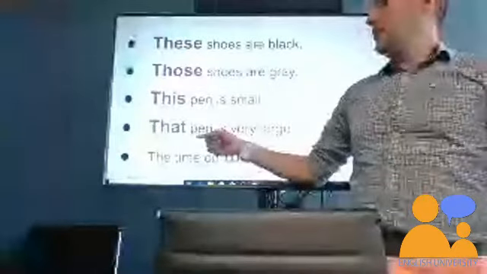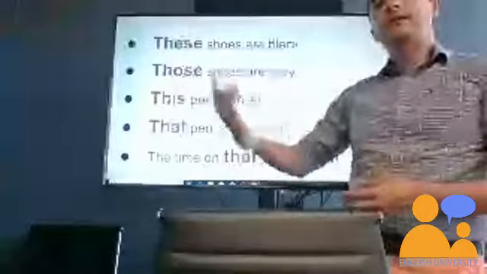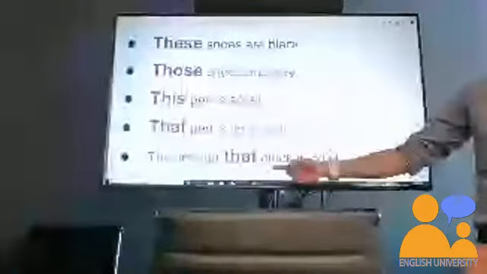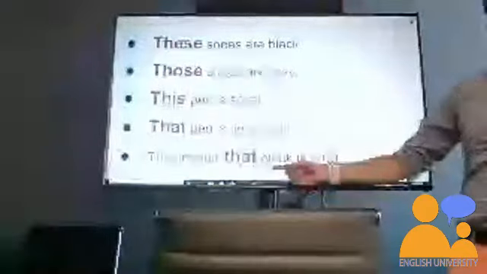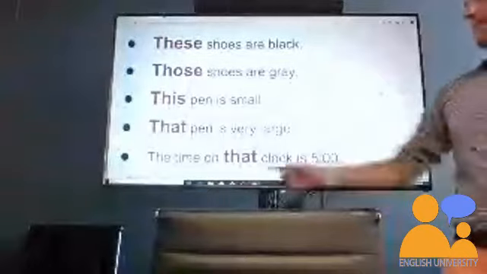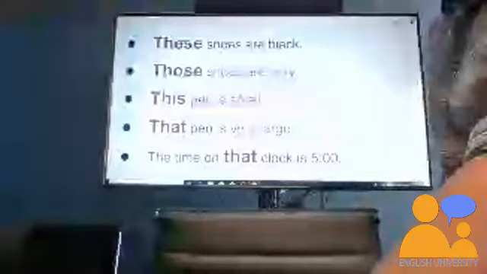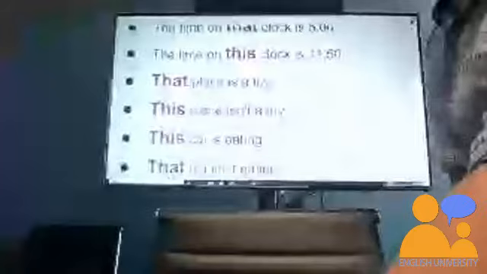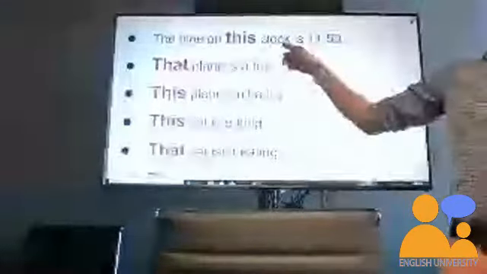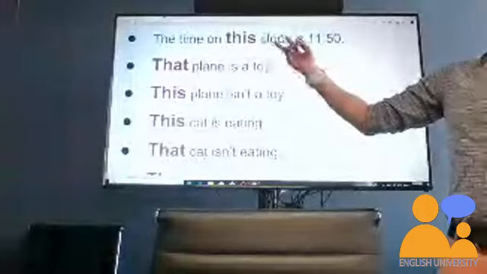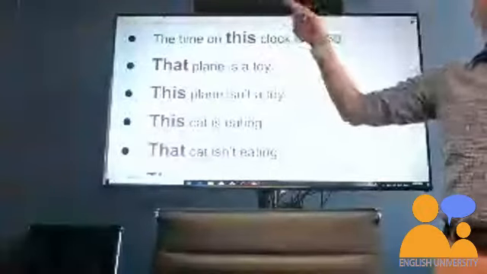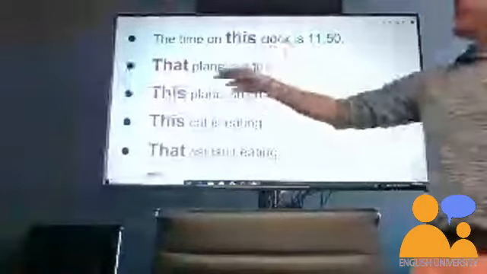Singular or plural? Singular. Here or over there? Over there. How many clocks? One clock. Right here or over there? Over there. Good. Next. This. How many clocks? That. Close. One clock. Here or over there? Right here.